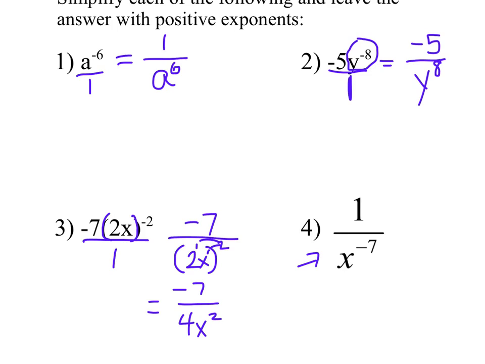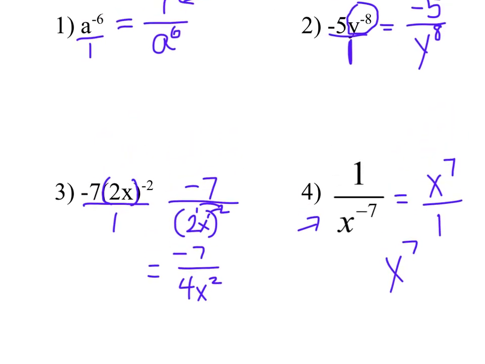Now here we have a negative 7 on the bottom. X to the negative 7 on the bottom. That means the base needs to move up. X to the 7th. We can put it over 1, but we don't need to. Okay, the only reason we have this 1 here is because you can't just write nothing on the top of a fraction, but you can write nothing on the bottom of a fraction. Pretty double standard there, but what are you going to do?